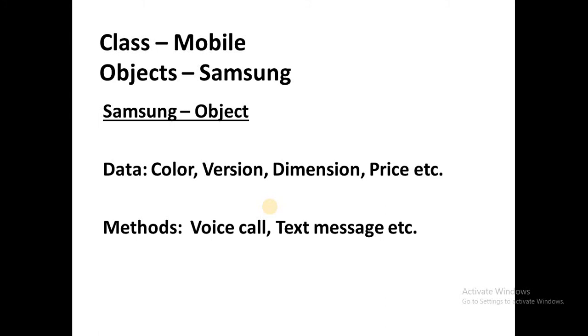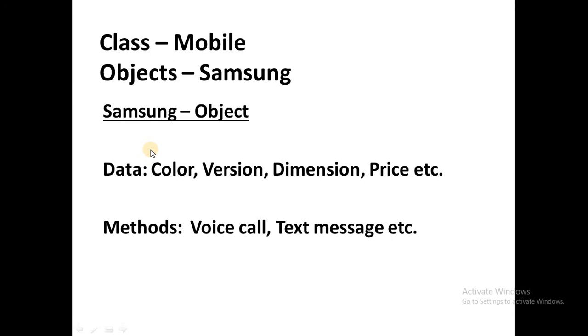Data means facts, properties of an object, features of an object: color of the mobile, version of the mobile phone, dimensions meaning height, width, weight, and price of the Samsung mobile. These are the properties or features of the Samsung mobile phone. And what are the functions performed by the Samsung mobile phone? We can make a voice call, we can send a text message, etc. So these are the operations.